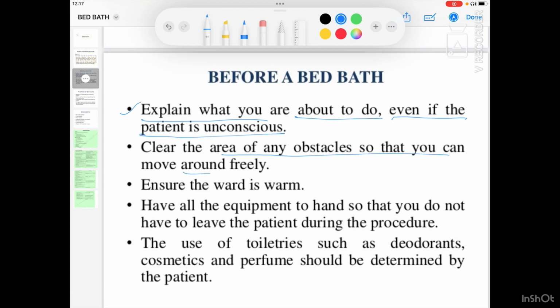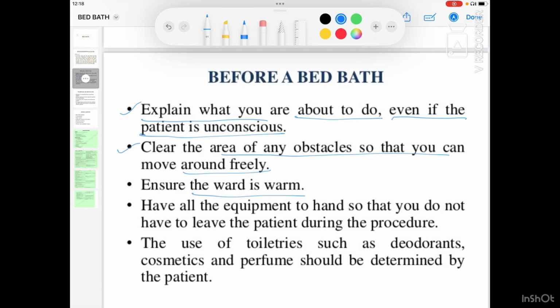So you have to clear the area near the bed. If there is any table or any objects, you have to clear them, then only can you move around the patient. Ensure the room is warm, with no fan or AC on. If you're giving the bed bath, the water is already there, and the patient will feel too much cooling.